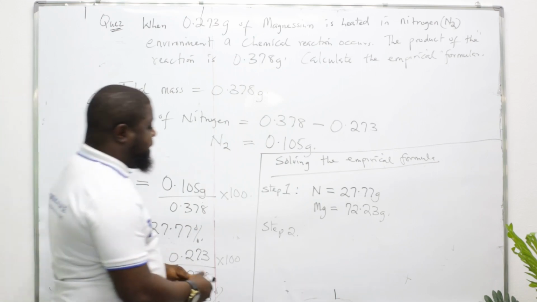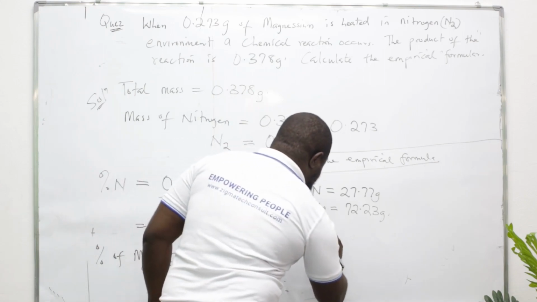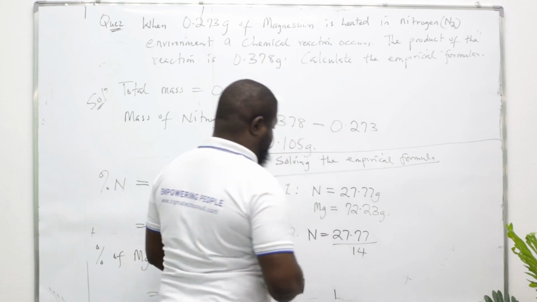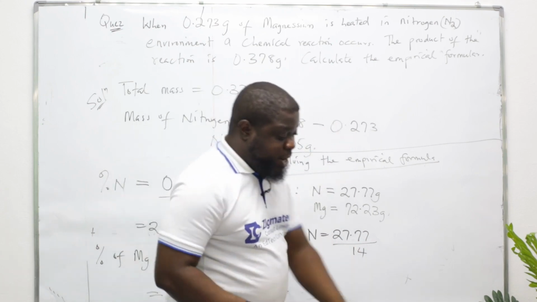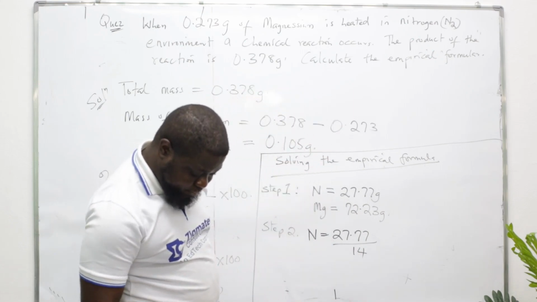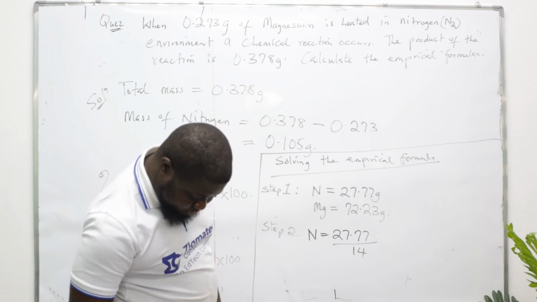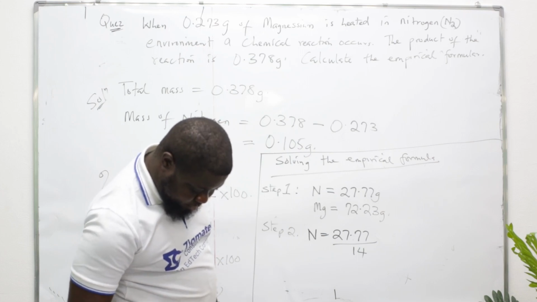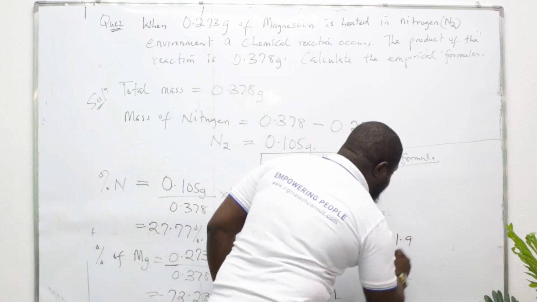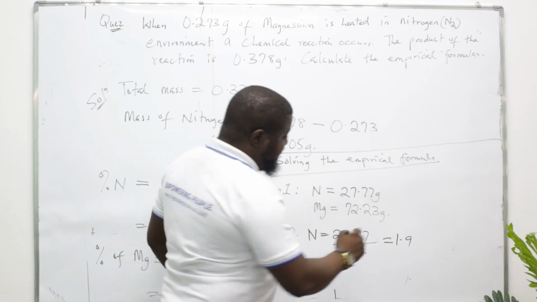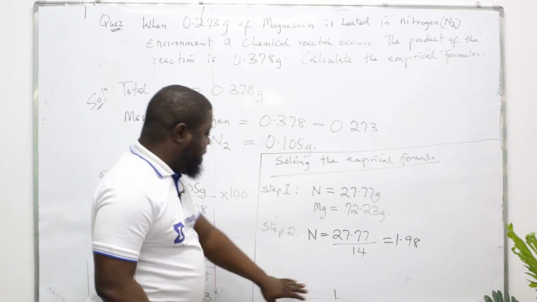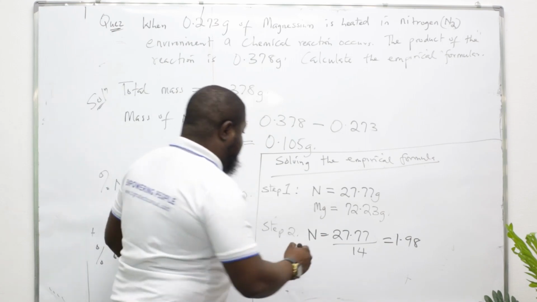Now the molar mass of nitrogen, like I said, nitrogen will be equal to 27.77 divided by 14. So the answer is 1.98. Okay? The answer is 1.98.